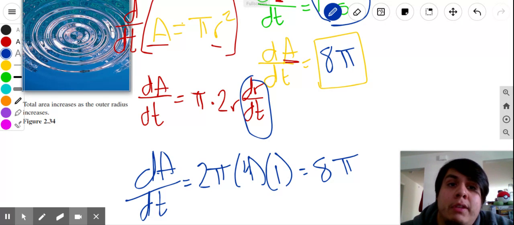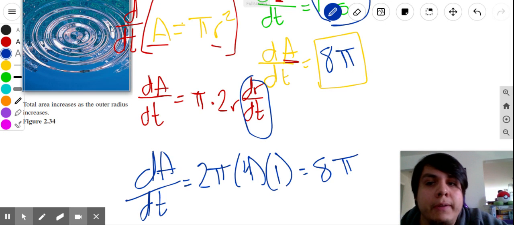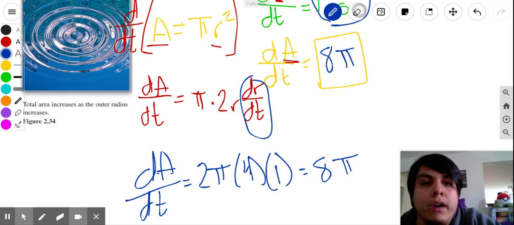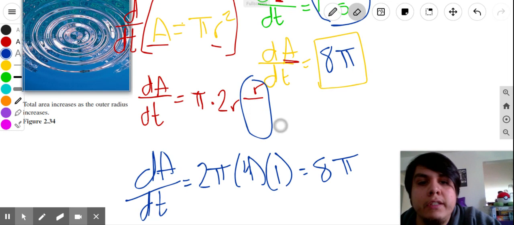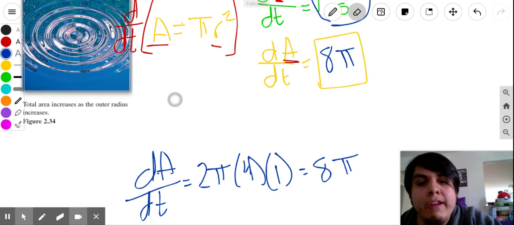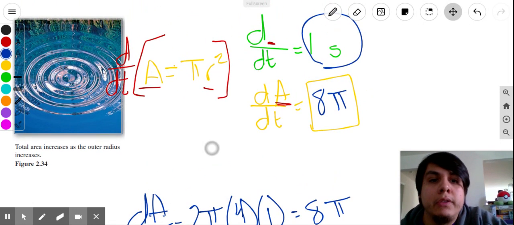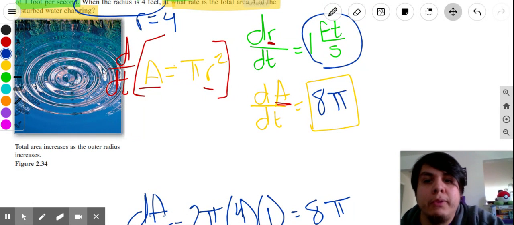So we can think about the units one of two ways. I can think about it by understanding what dA/dt represents, or I can think about what the variables that I had represented to begin with. So let's do it both ways, see which one makes more sense for you guys.